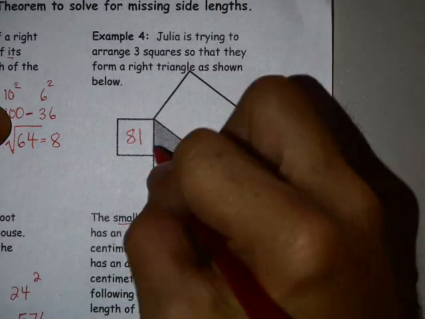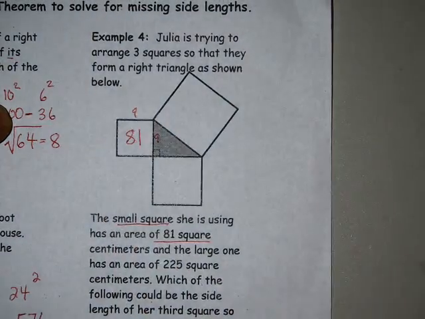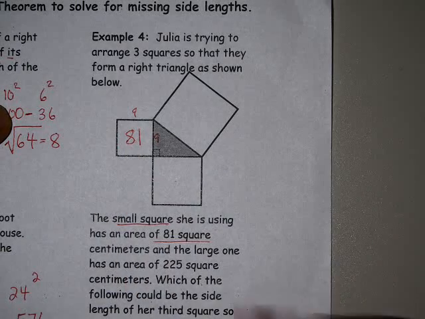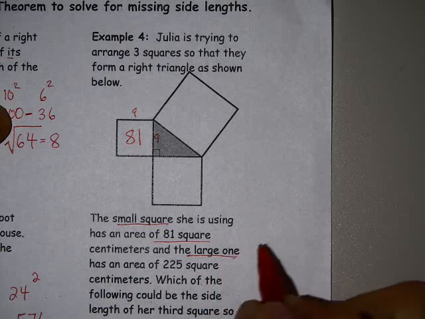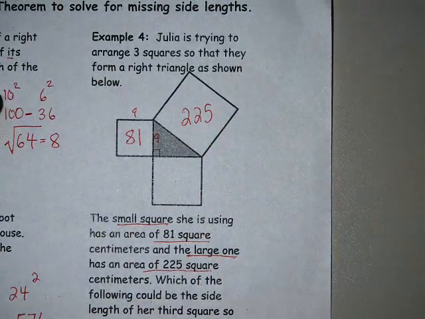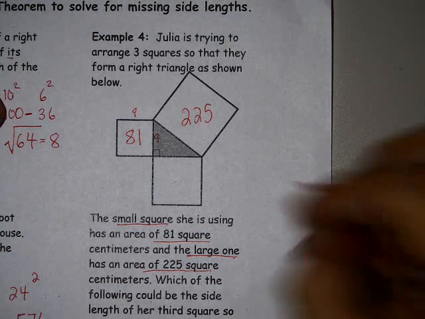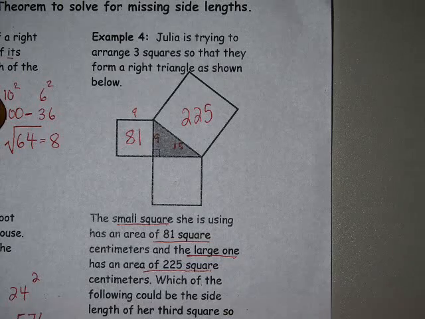And hopefully from that we know that this side is 9, because 9 times 9 is the area of 81. It says that the large one, which means large square, has an area of 225. So this is an area of 225. Although you may not know that yet, eventually you will remember this one. That means that length is 15.